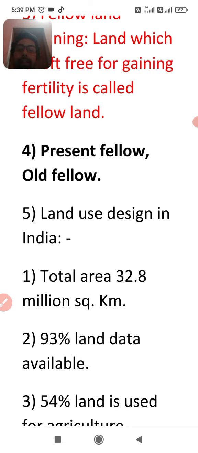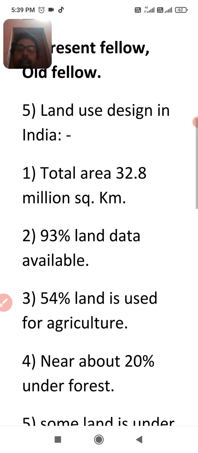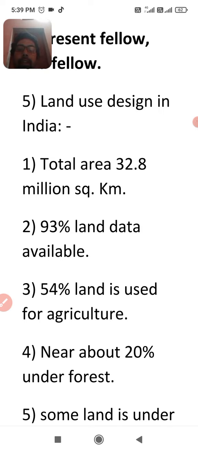Second point: 93% land data is available in India, and 7% data is not available, nearby China and Pakistan. Third point: 54% land is used for agriculture in India. And the next point, near about 20% land is under forest, which is not sufficient in India. So we will talk about the national forest policy later in the topic today.